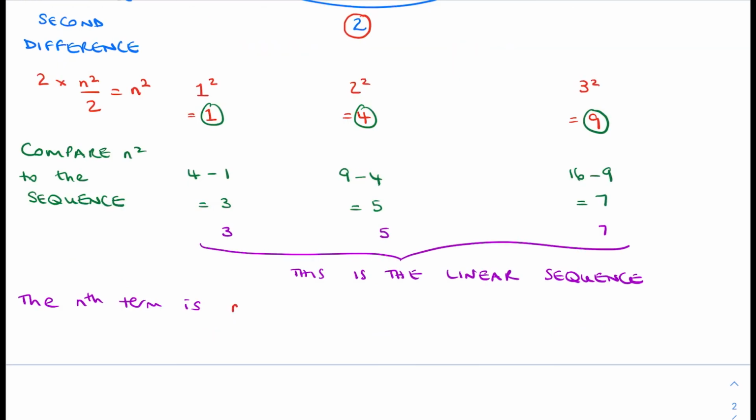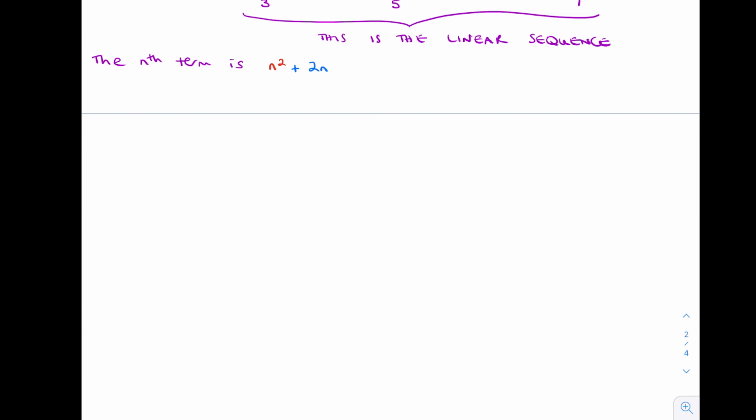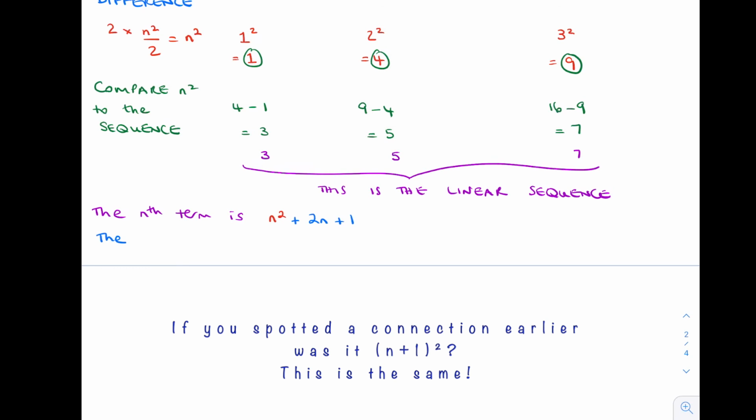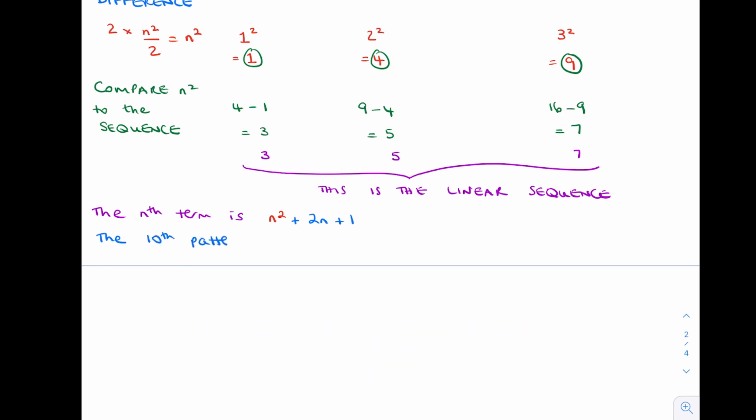So the nth term is n squared, the square numbers, plus the linear sequence we found earlier, 2n plus 1. So the number of tiles in the 10th term, that's when n is 10, will be 10 squared, so replacing n with 10, squaring it, plus 2 times 10 plus 1, 121 tiles.